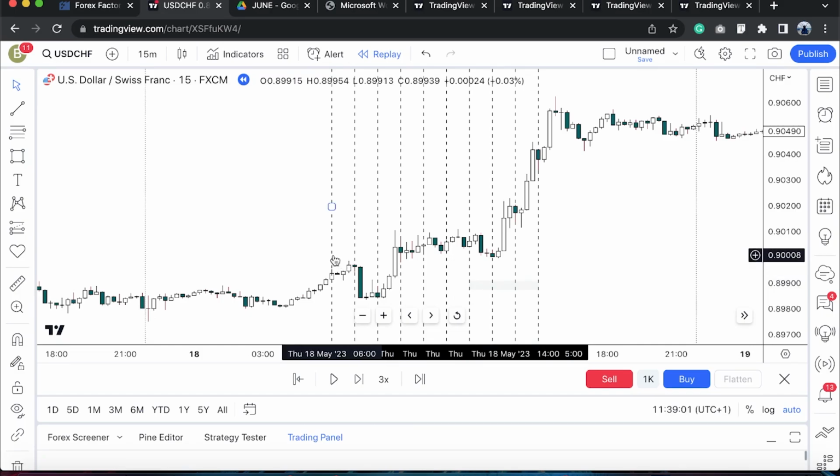And then this is the start of New York session here, and the end of New York session here. We have a 4 hour time window for New York.